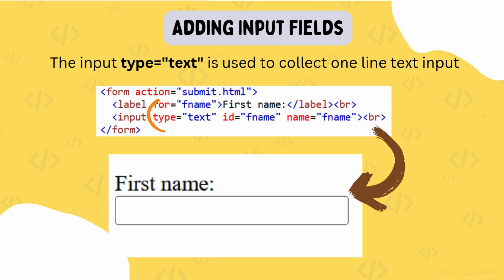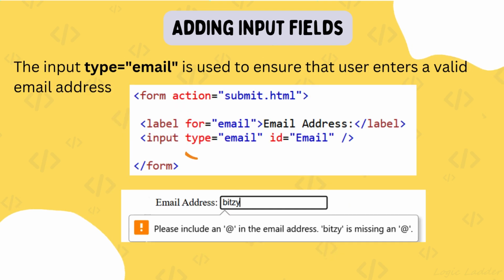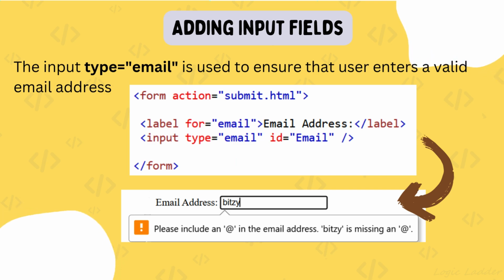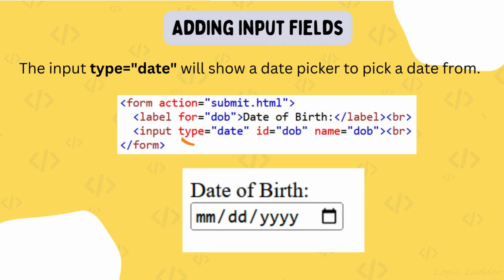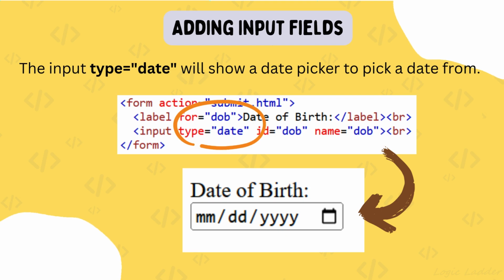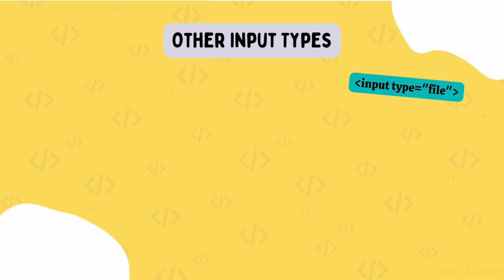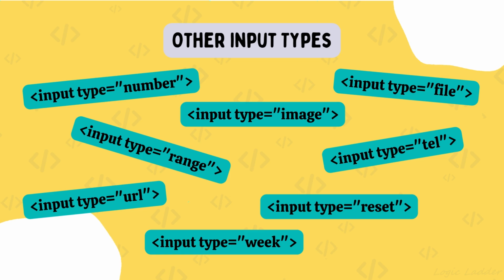The input type equals text is used to collect one-line text input. The input type equals email ensures that the user enters a valid email address and shows an error on wrong input. The input type password is used for hiding characters for taking password inputs. The input type date shows a date picker on the browser from where the user can select any date. There are many other input types as well. You can explore them from the link in the description below.